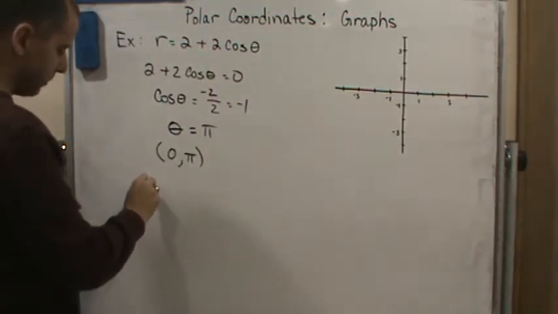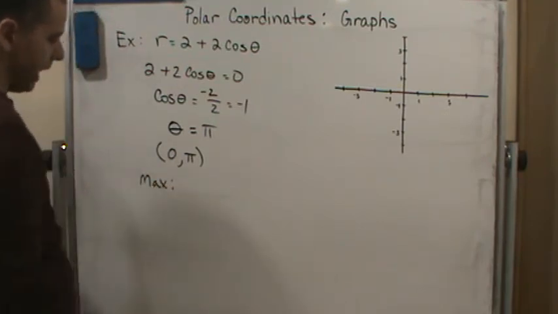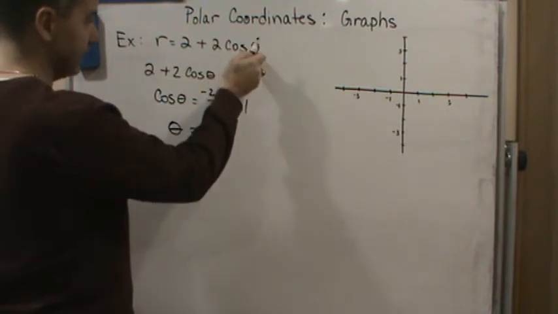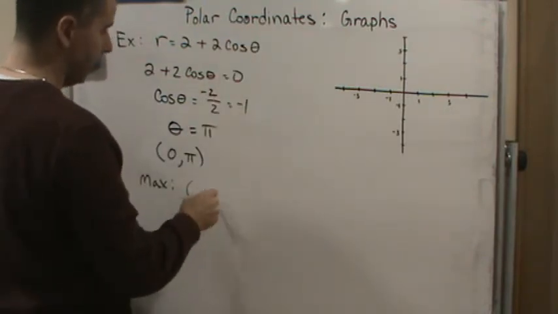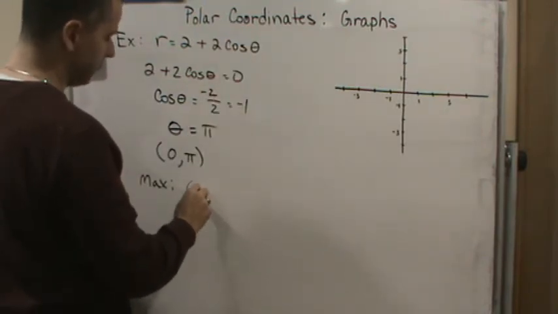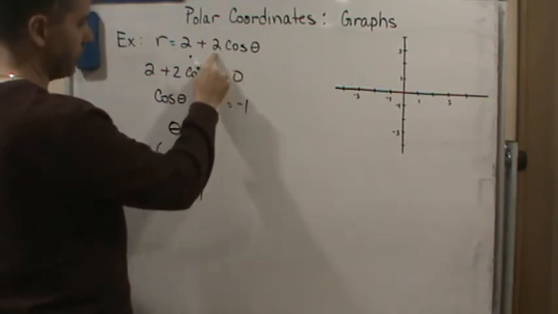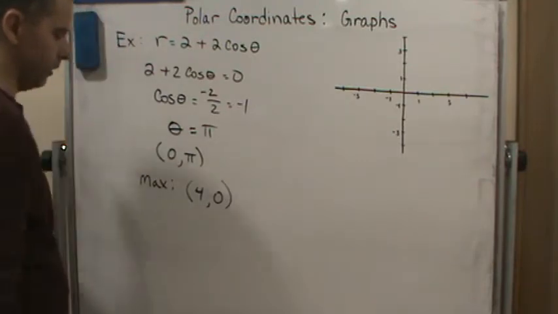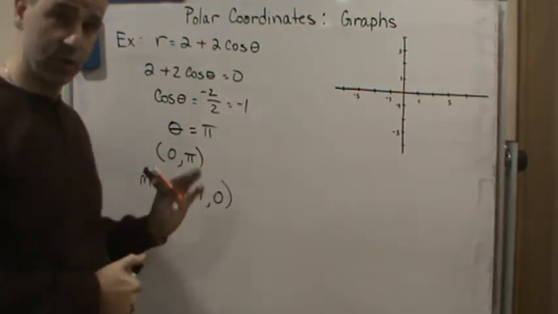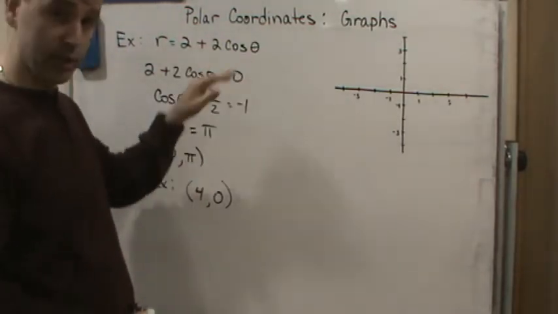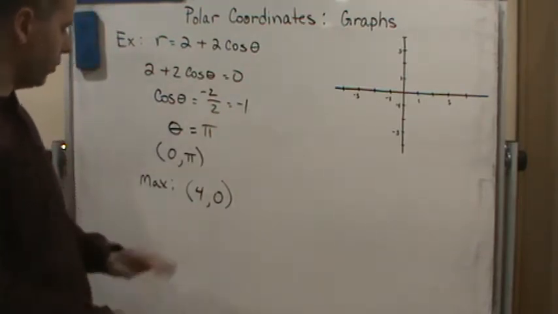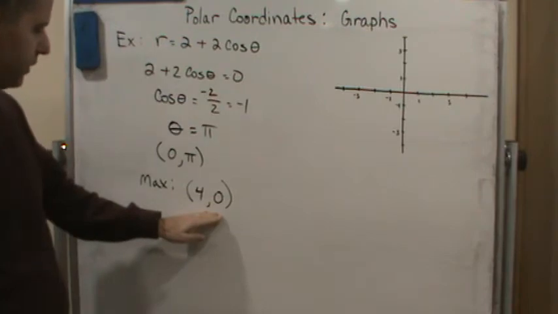So the maximum value of r occurs when theta is 0, and that's going to be 4 because 1 times 2 is 2 plus 2 is 4. So that's going to be 4 comma 0. And all I'm doing is just using the characteristics of what I know about the periodic function cosine. So far we've got the maximum value is at 4 comma 0.